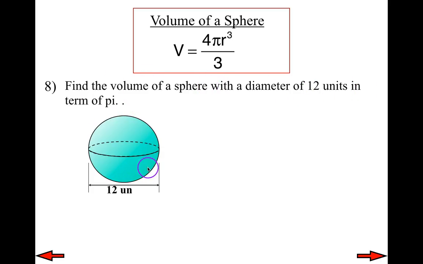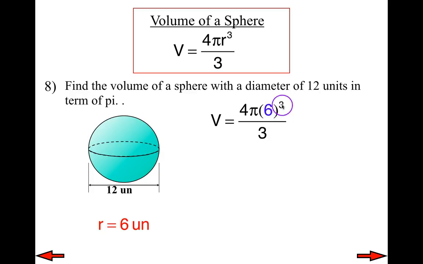So first things first, I need to figure out what my radius is. That's the only thing you need to figure out for the volume of a sphere. Well, they gave me the entire length of the sphere, which is 12. I don't need the entire length. I just need half of it. So I'm going to say the radius would then be 6. So let's plug that into our formula. 4 pi 6 cubed divided by 3.